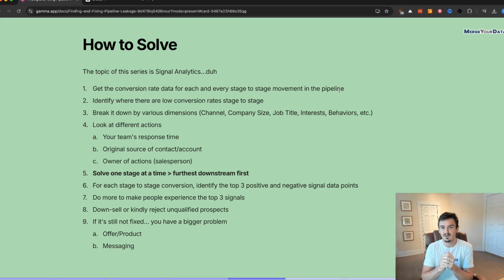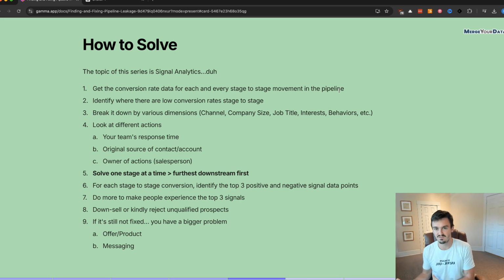So if we're using a traditional definition of life cycle stages, lead to MQL, you might have an overall lead to MQL conversion rate of 4% or something like that. Hopefully it's not that low, but let's say you have 4%. If you break down the data, you might have one group that converts 20% of the time, and then another group or a bunch of groups that convert at 1%. So it averages out to 4, and so you can understand exactly what's going on.